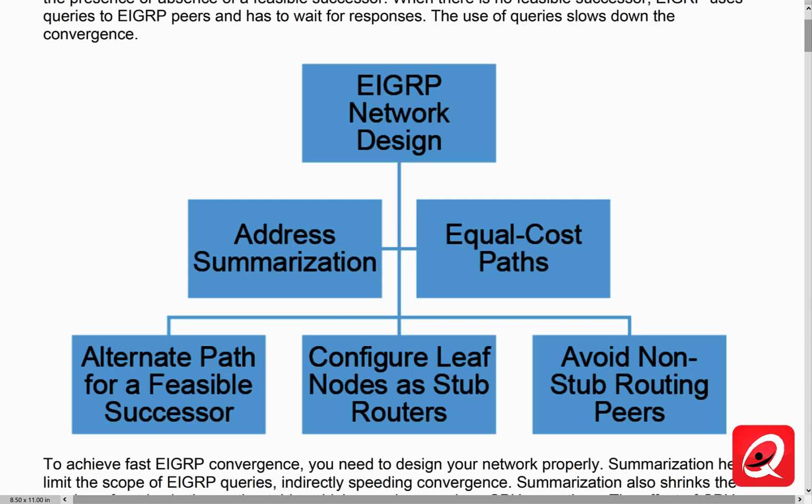We concern more with the need to run the DUAL algorithm, and that's where the absence of a feasible successor comes into play. Make sure you have a feasible successor in the routing table, or I should say the topology table. Feasible successors don't go into the routing table, but you could also have ECMP, equal cost multipath routing, or UCMP, unequal cost multipath routing. And we would tune metrics to do that: bandwidth, delay, etc.